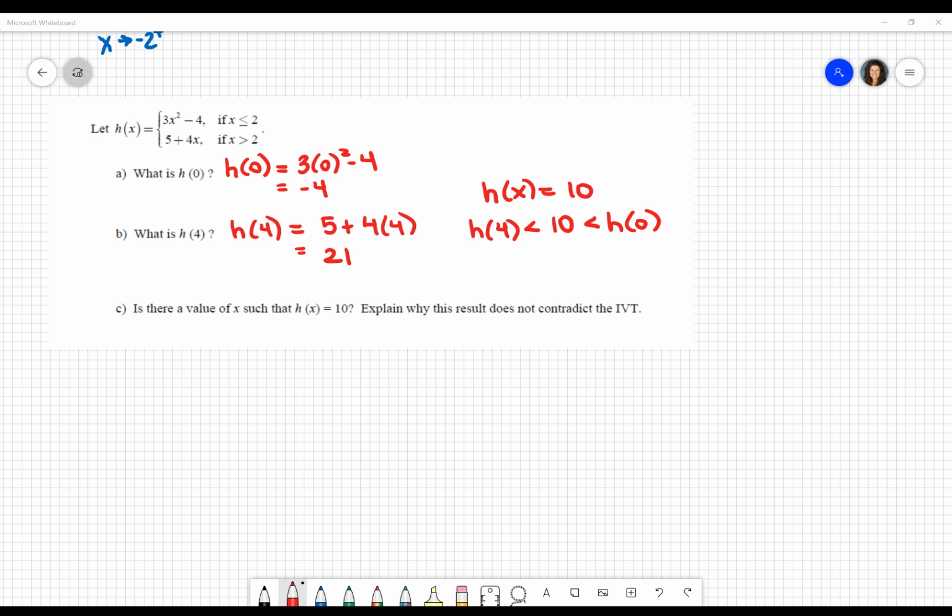Sorry, and I cannot find, oh, there's the eraser. Here, my bad. Whoops, good grief. Try this again. There we go.